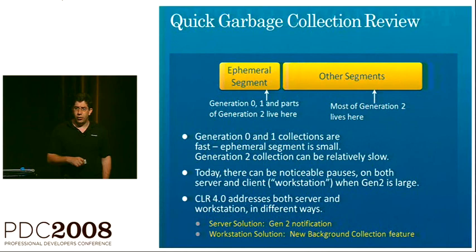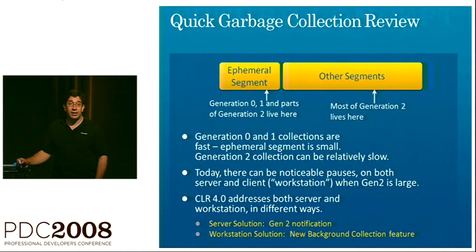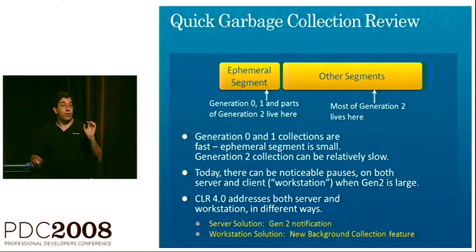Next, I wanted to talk about garbage collection. Garbage collection is wonderful. It eliminates all sorts of bugs. It does occasionally lead to pauses. Now, our generation zero and our generation one collections, those are very fast, as I think you all know. It's when the generation two large object heap collection happens that things can sometimes get slow.